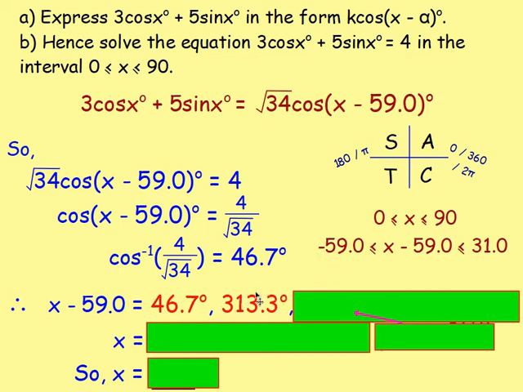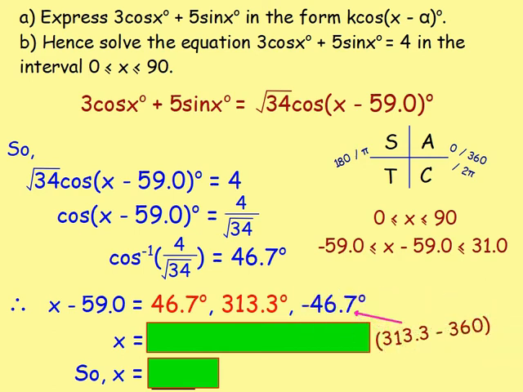So let's take the 313.3. If you add 360, you're definitely over this limit. But if you subtract 360, you end up getting negative 46.7. That's just 313.3 take away 360 degrees. Really then, this answer is the one that you want.